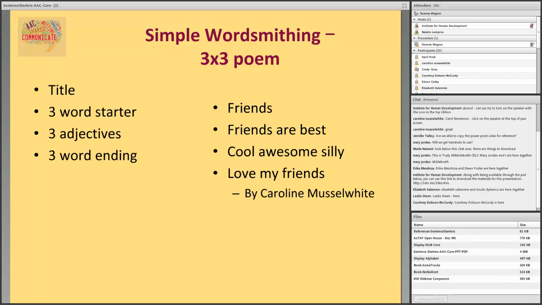When we're moving up to more than 2 words, we use a strategy called wordsmithing. This is something that Caroline and I have been incorporating into our Poetry Power presentations and workshops that we're doing with students. And so we establish a rule, kind of like how Cinquains have a rule. Wordsmithing is thinking about what are the rules that are going to be involved in creating your writing. So we do this in poetry writing, having a 3-word frame. So we would have a title, and then this particular frame has a 3-word starter, 3 adjectives, and a 3-word ending. This one's by Caroline.